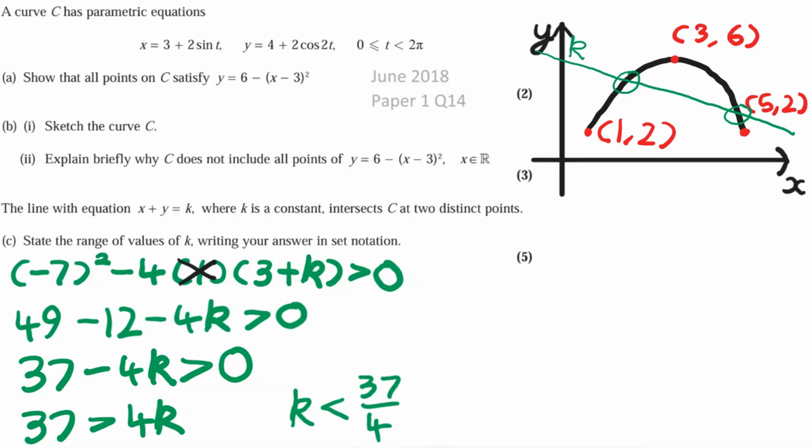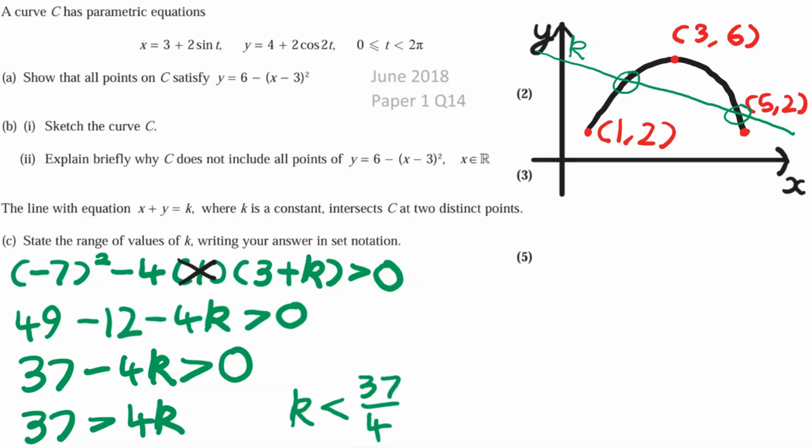Okay, and if you think about it, this makes sense. Remember k is the y-intercept, and it has to be smaller than a certain value, which is 37 over 4. If k, the y-intercept, was really big, for example if it was up here, you can see that the line doesn't intersect the curve twice. Okay, so k is smaller than 37 over 4. Now there's one more key thing with this question.